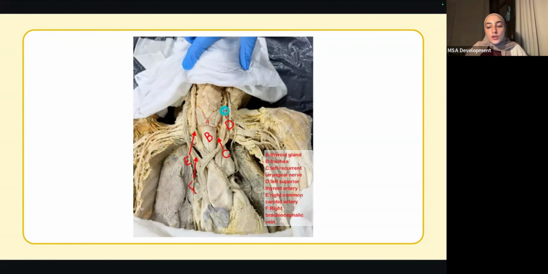The external laryngeal nerve. I'm saying this again because I know a question is going to come. What is C? It's the left recurrent laryngeal nerve. Where is it coming from? Is it coming from up? No, it's coming from down. So it's the recurrent laryngeal nerve.